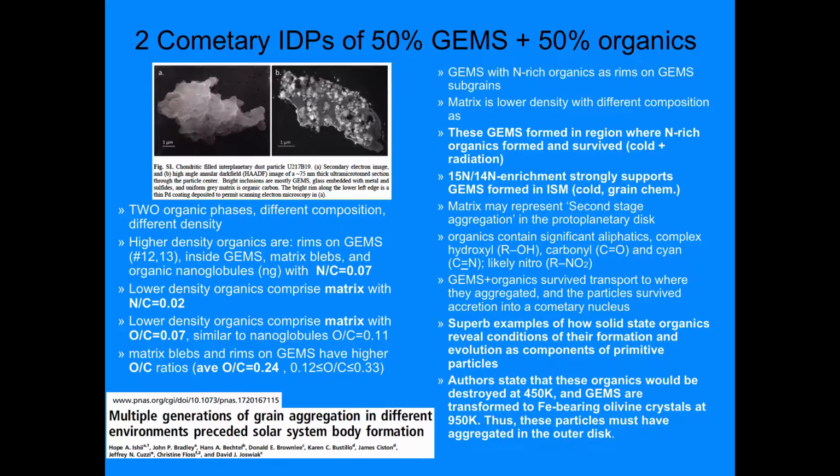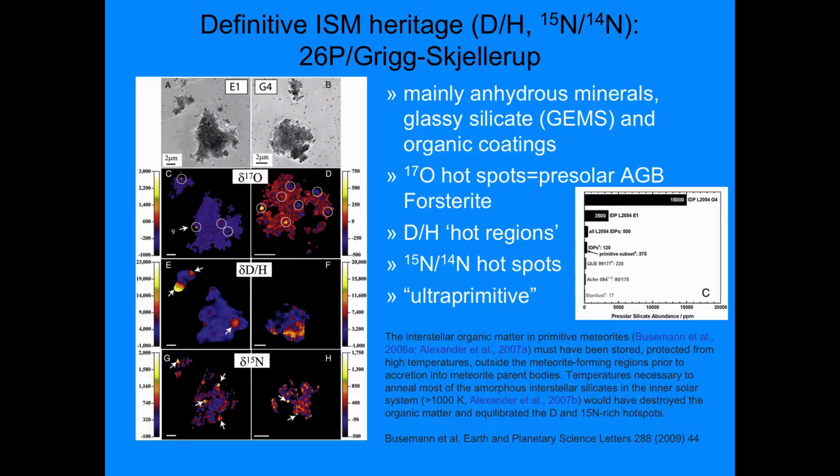So the conclusion of the study is that these gems formed in a region where nitrogen-rich organics formed and survived, that is cold plus radiation. The 15 to 14 nitrogen enrichment strongly supports they formed in an interstellar medium environment, that is a molecular cloud environment. And the authors state that the organics would be destroyed at 450 Kelvin. So every aspect of these particles means that they never were heated beyond that. And there's other experiments that show that if these particles are heated to about 1,000 Kelvin, these glassy materials would be transformed into iron-bearing olivine crystals, and they're clearly still disordered.